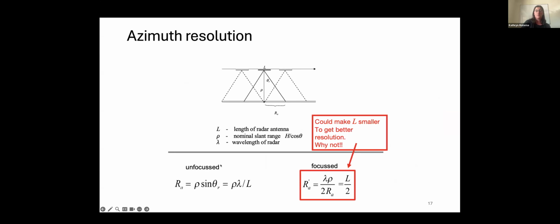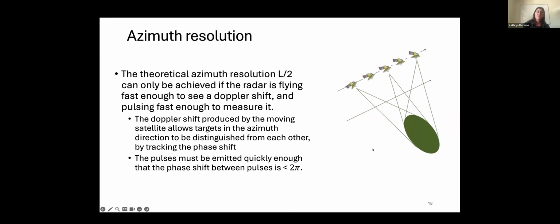The process of going from a real aperture to a synthetic aperture is called focusing, and we'll talk about that in a couple of slides. So to summarize, the theoretical azimuth resolution, L over 2, is something that we would like to see because it gives us a small ground resolution, but it can only be achieved if the radar is flying fast enough to distinguish one pixel from another, and it does that by seeing a Doppler shift. And it can only be achieved if the radar is pulsing the beam that it's sending out fast enough to measure that Doppler shift.